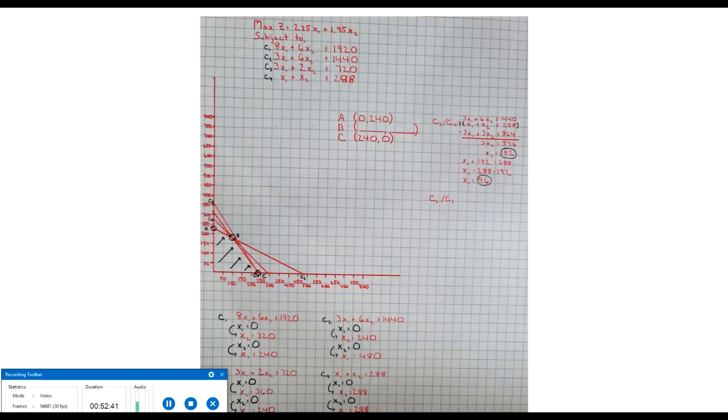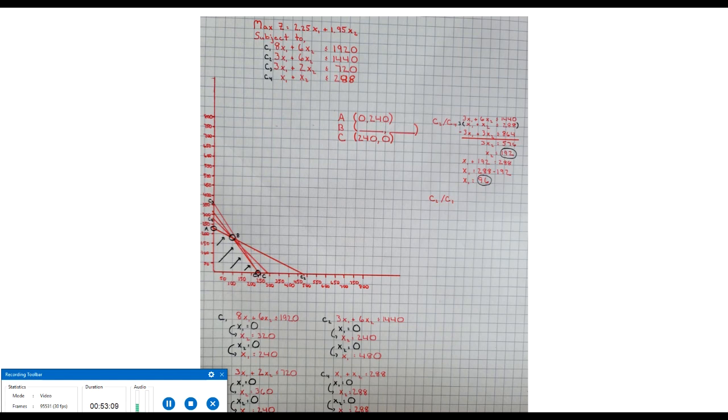I do that here by writing in the two lines that I think intersect at point B. Again, because my graph is so small, I'm not sure. So I have C2 and C4, which we then have to solve. C2: 3x1 plus 6x2 is less than or equal to 1440. And C4: x1 plus x2 is less than or equal to 288.